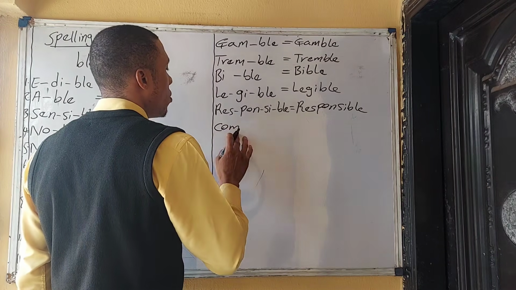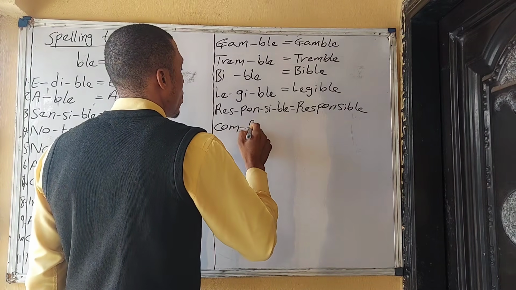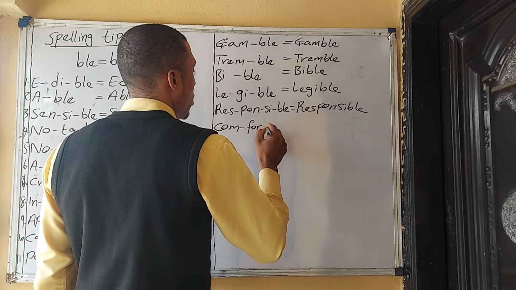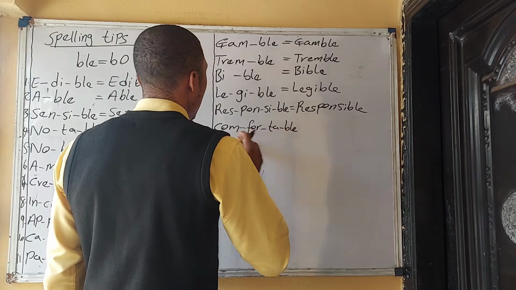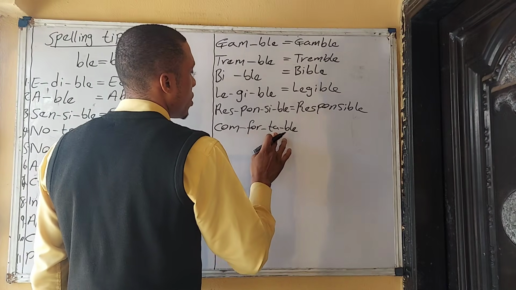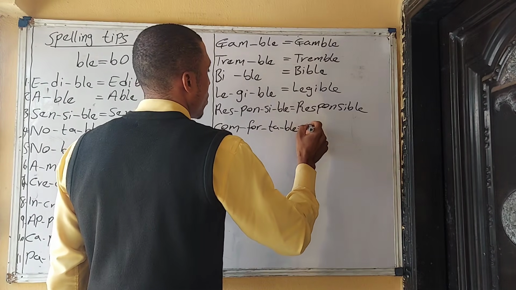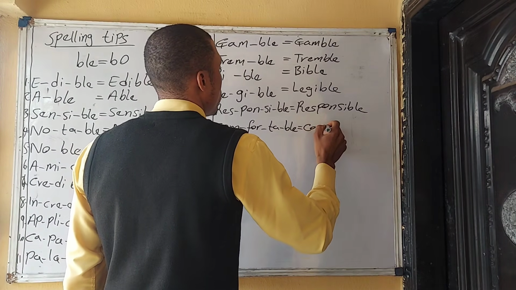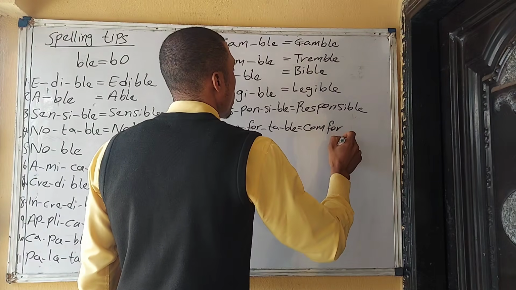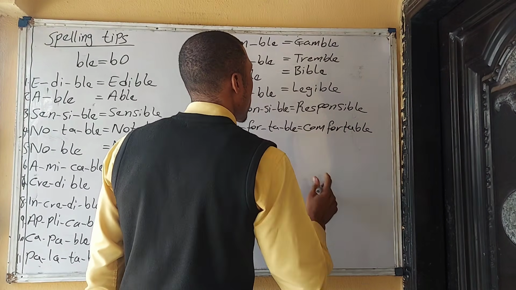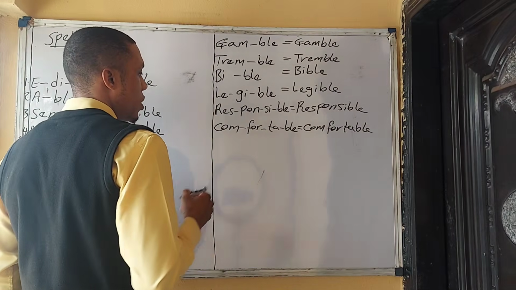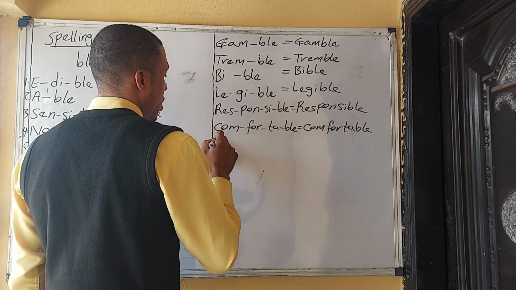Next, you have COM, is come, for, te, then bo. Comfortable.